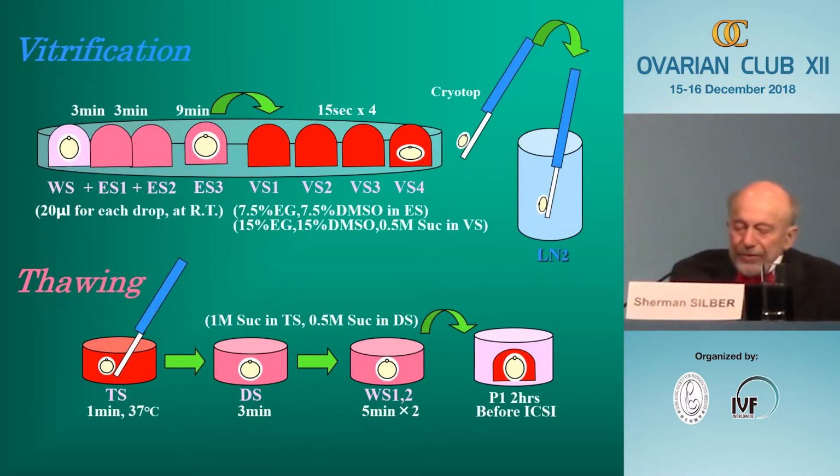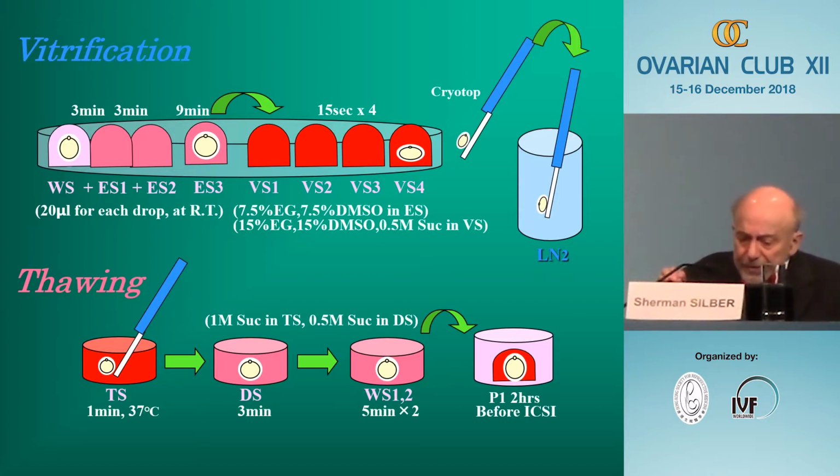And this is just a diagram to give you an idea of Masa's first approach. He's got a much better approach now that we use, but it's always the same concept: slow, gradual immersion in a very high-dense vitrification media, which we first call ES, or equilibration solution, and then slow, gradual immersion in a super high vitrification media, like 15% ethylene glycol and 15% DMSO.